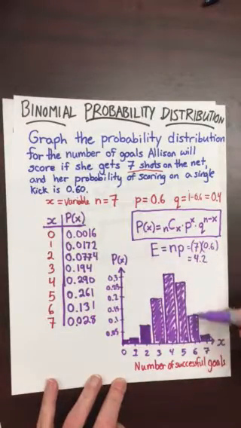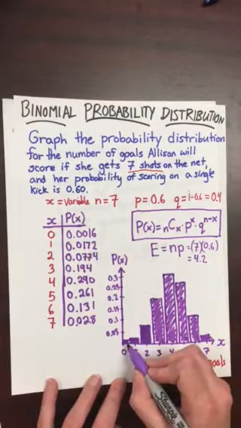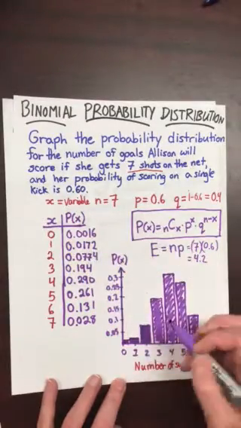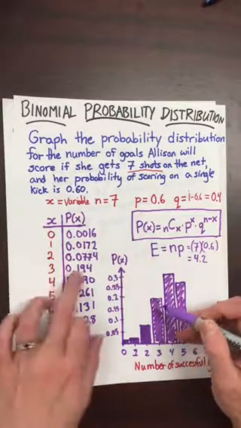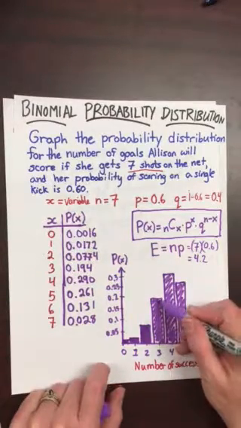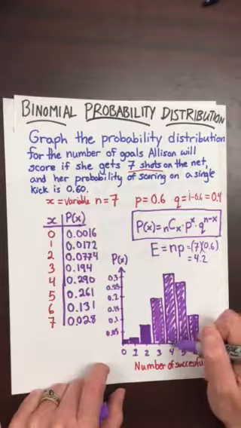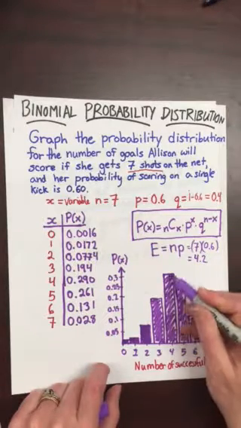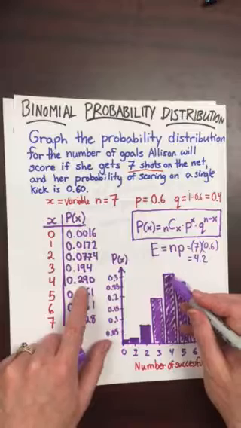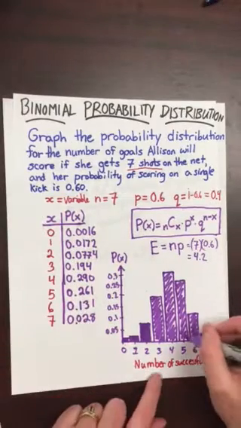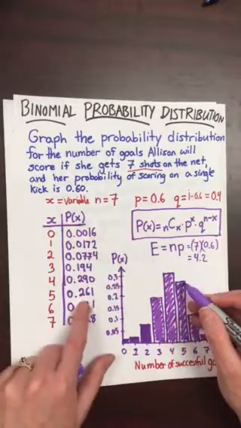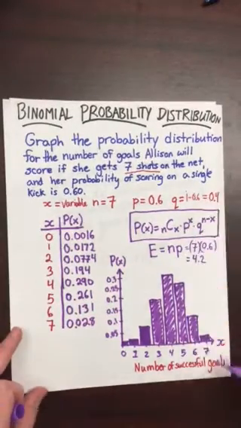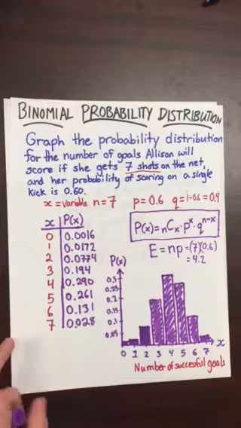Notice I did not make a nice even curve here because this is a discrete kind of population. So we have a very small probability of none, up to around 0.2, 0.19 for her to get 3 scores on the goal. For her to get 4 goals, there's a probability of 0.29, almost 0.3. For Allison to get 5 goals out of her 7 shots, there's a probability of 0.26 and so on. And so we can create this nice probability graph.